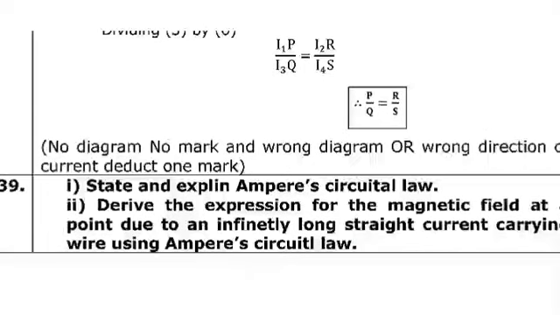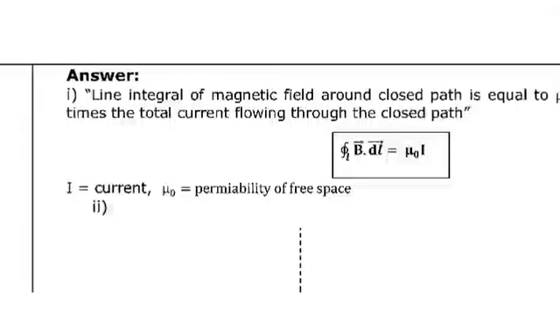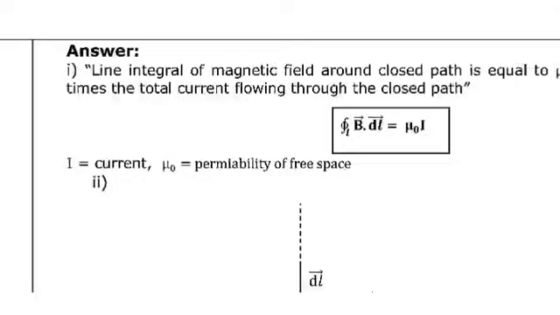Okay, next question number 39. State and explain Ampere's circuital law and derive the expression for magnetic field at a point due to an infinitely long straight current carrying wire using Ampere's circuital law. According to that law, we can write the expression: line integral B·dl is equal to mu naught into I. Then terms explanation: I is the current and mu naught is the permeability of free space.